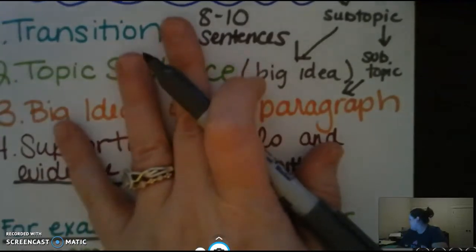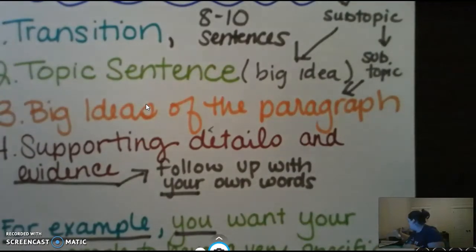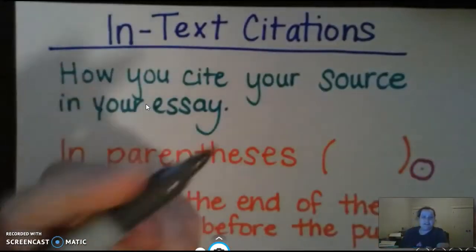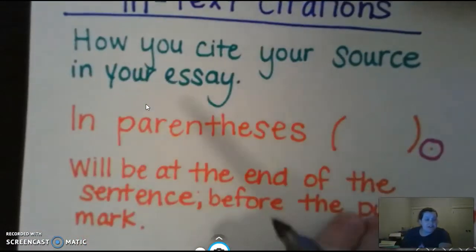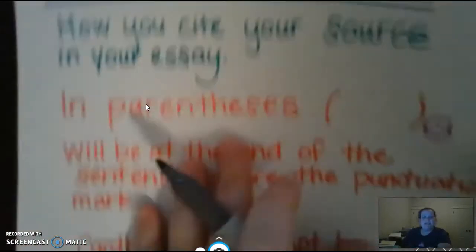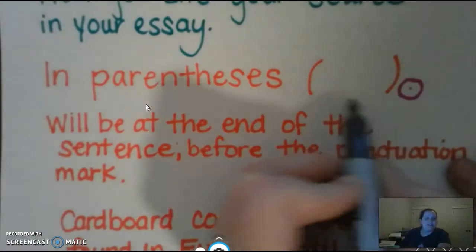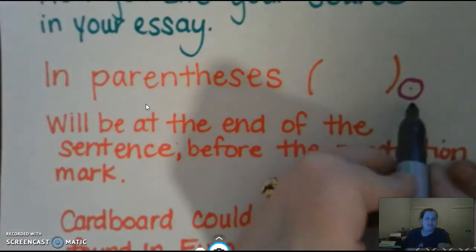The next thing I'm going to talk about is citing your source in your paragraph. So I kind of showed that a little bit with my sample paragraph, but I want to go into a little bit more detail quickly. You should have already created your in-text citations, but I do want to make sure we understand where those are actually going to go in your essay. So an in-text citation is how you cite your source in your essay. They are put in parentheses. Okay, so this lets your reader know that this is not an actual part of your sentence, but it is some extra information.